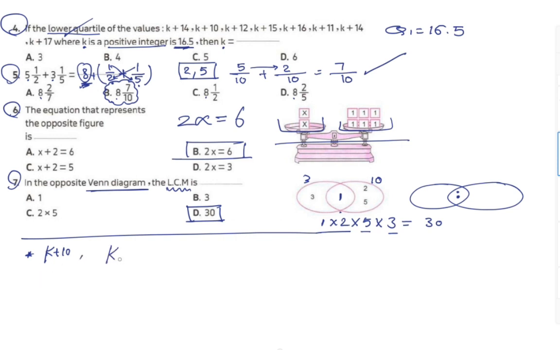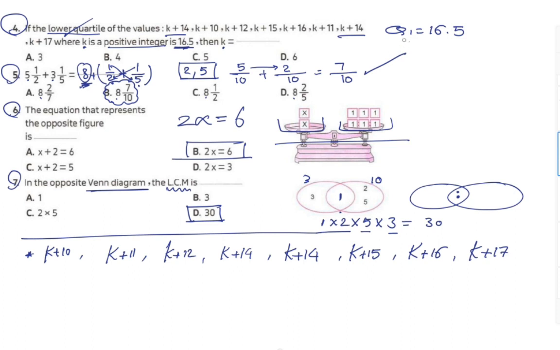Then we have k plus 11, k plus 12, k plus 14. We have 2 k plus 14, not. Then k plus 15, just one k plus 15. Also we have k plus 16 and end with k plus 17. Now I have arranged them ascendingly from the smallest to the greatest.